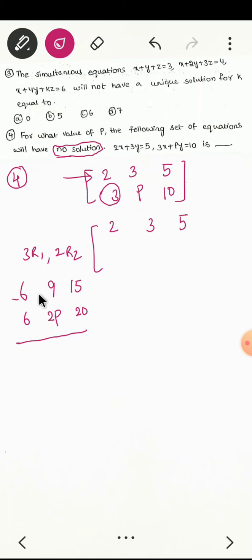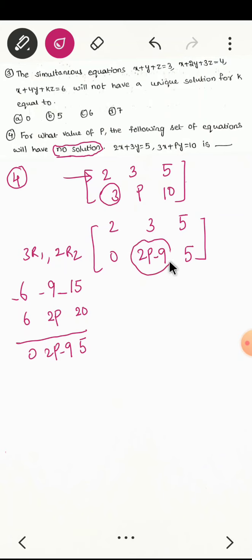Just do minus of this, it will be better. 6 minus 6 is 0, 2p minus 9, 20 minus 15 is 5. Now substitute here 0, 2p minus 9 and here it will be 5. So if I keep 0 here, then this will yield no solution. Why? Because if we keep 0 here, rank of A is 1, rank of AB is 2, then rank of A is not equal to rank of AB. We will get no solution.